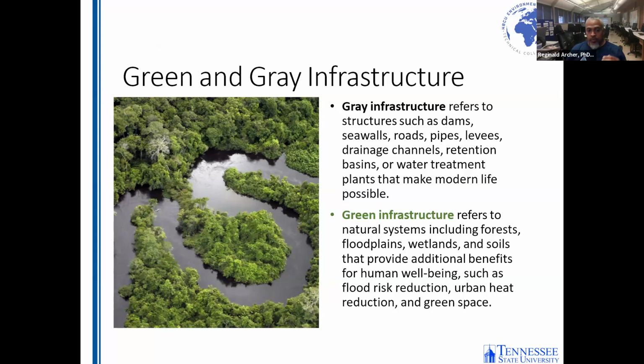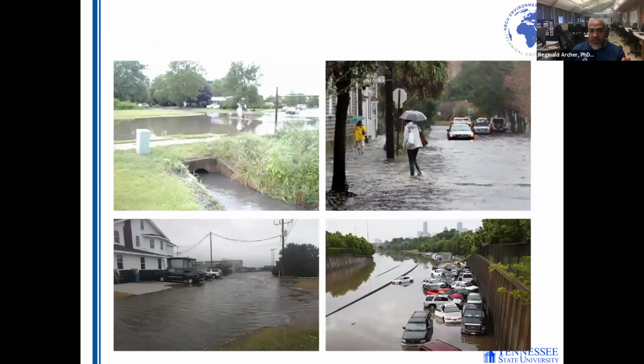So we discussed that, and describe how gray infrastructure is not enough and may even lead to flash flooding or other potential flooding issues, and how combining it with green infrastructure can be helpful.